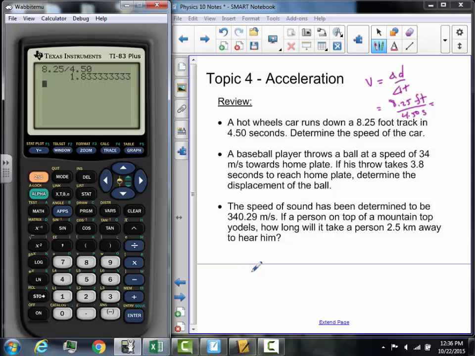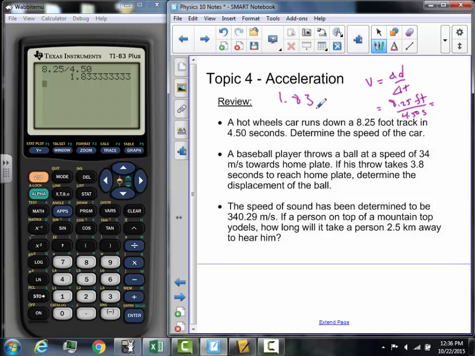So the point I wanted to make here is we got to round this number. How many digits do I get to round it to? 3, I believe, because 8.25 has 3 numbers in it. 4.50 has 3 numbers. One of them is a 0, though. However, the 0 is on the right side, and that does count as a digit. If the 0 was on the other side of the number, it wouldn't. So 3 digits. So my final answer is 1.83.